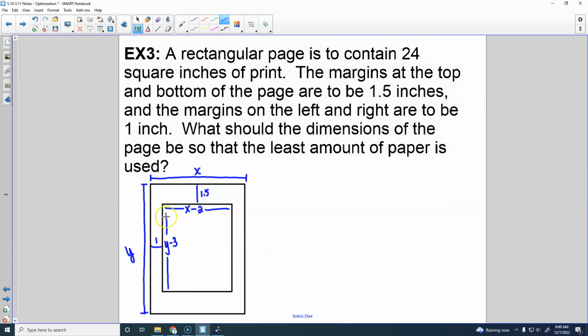You could also do this where the inside is XY and the outside is X plus 2 and Y plus 3. So either is fine. Is one going to be easier than the other though? Might. I think it's going to be easier with XY on the inside.